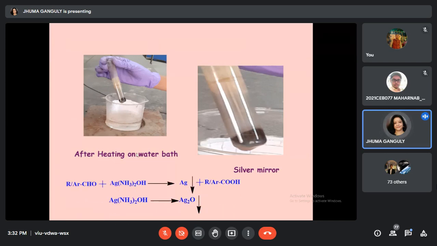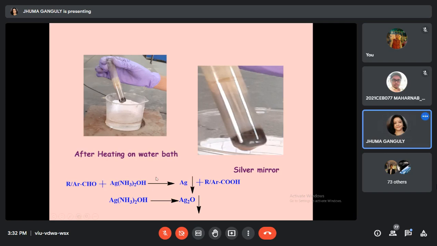So what is the reaction? An aromatic or other aldehyde in the presence of ammoniacal silver. Actually this is alkaline ammoniacal silver nitrate, which is why we have NaOH present. So how is it prepared?